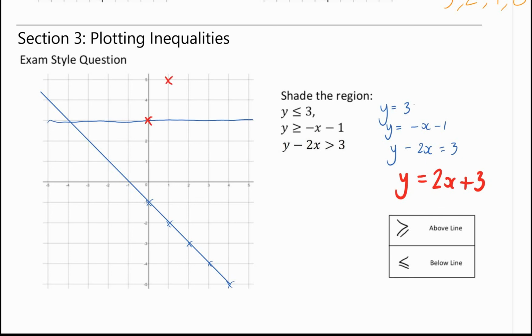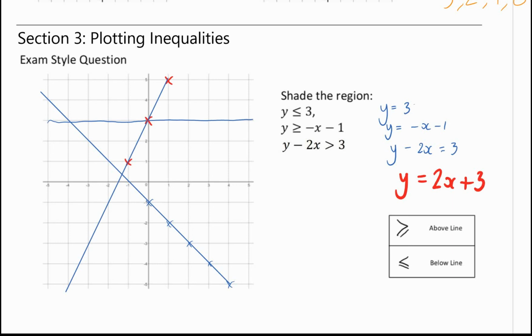If you're not sure what to do, rather than go 1 square across and 2 squares up, you can also go 1 square back and 2 squares down. Do the exact opposite if you want more points for your line. Either way you do it, you should end up with these lines here.